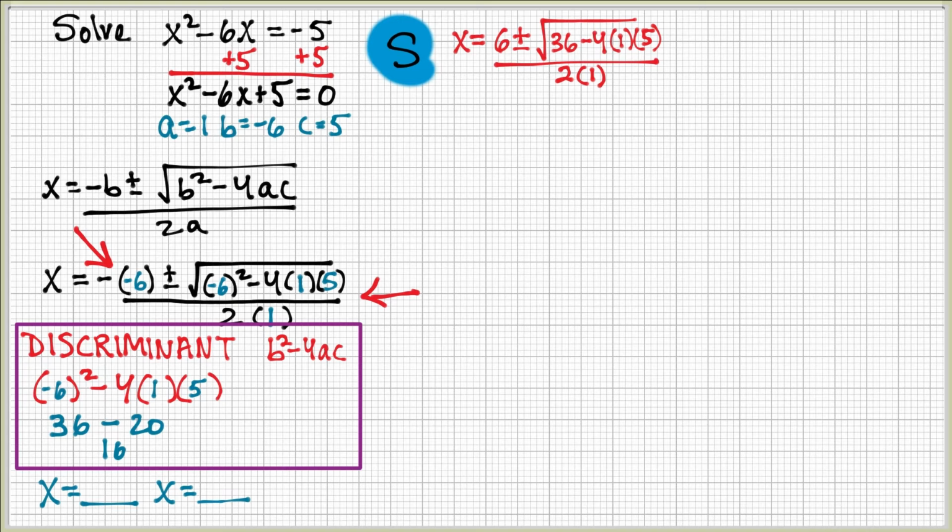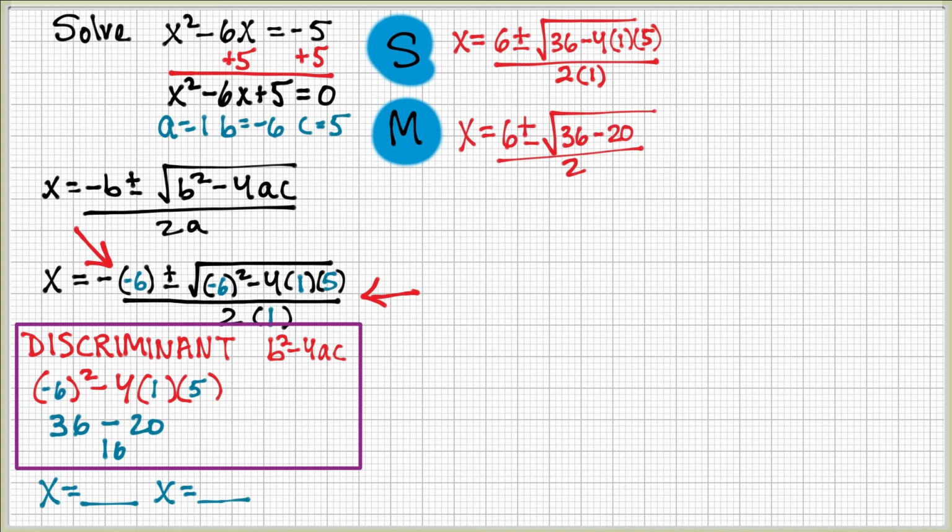The next step after square is to multiply. So after we multiply the -4 times the +1 times the +5, and multiply the 2 times the 1 in the denominator, our equation will look like this.